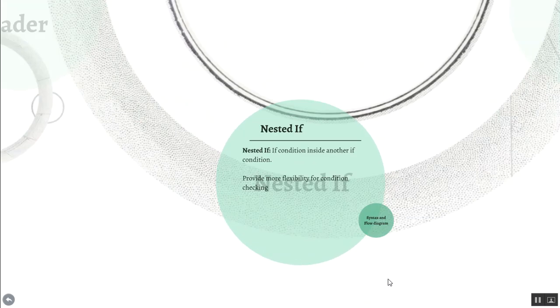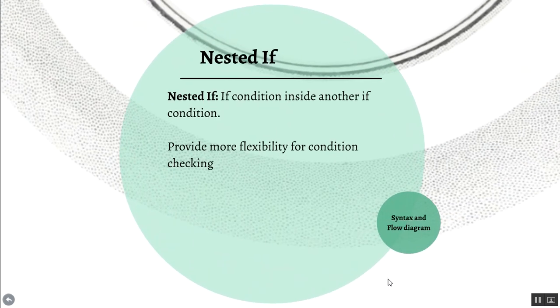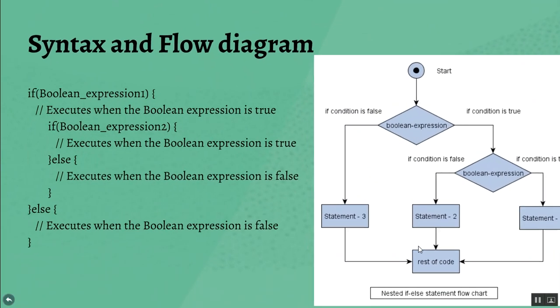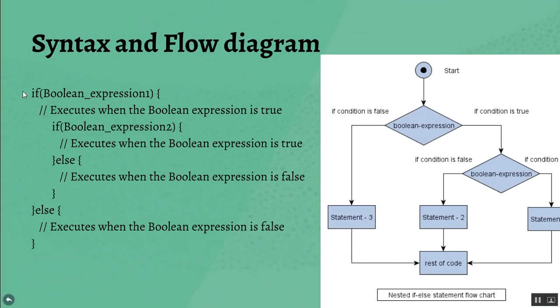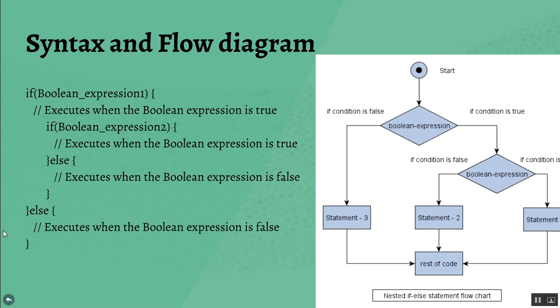So next is nested if. A nested if is nothing but an if condition inside another if block, which provides more flexibility for checking when you have lots of conditions and want to make decisions based on them. So let's look at the syntax. Here I have a boolean condition, that is an if block, and inside that if block I have another if else block. You might have only an if block, or any combination of if and nested if that you can use here.